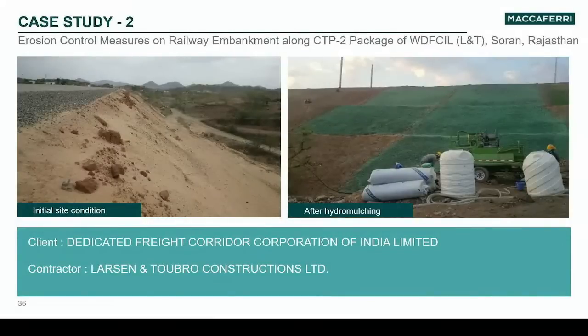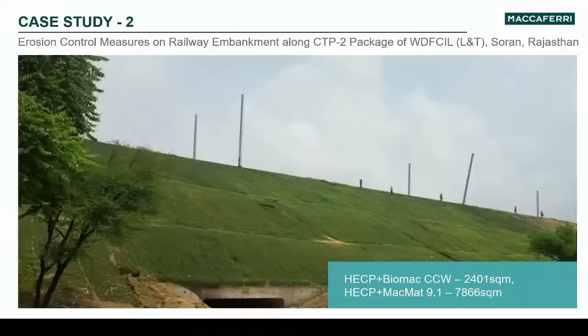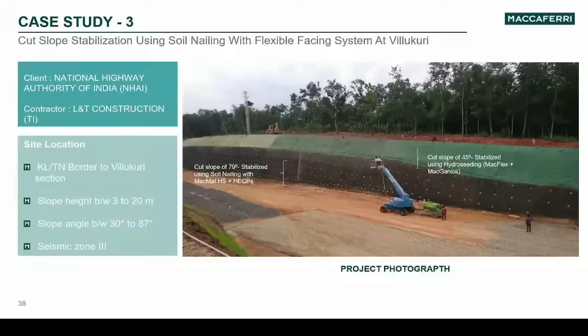Then the second case study is from a dedicated freight corridor project in Rajasthan. You can see on the left picture that there was almost silty sand and almost no vegetation. But after the use of these geosynthetic erosion control solutions along with hydroseeding, which is basically an advanced version of mulches and seeds sprayed over after applying this MACMAT, see how lush the vegetation has grown over a period of time in these challenging conditions.